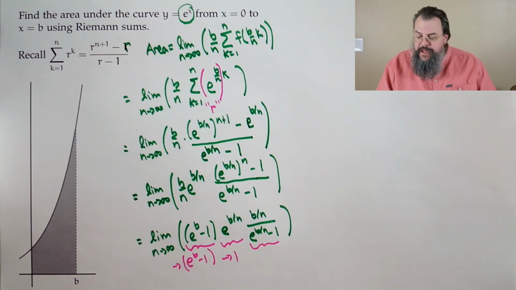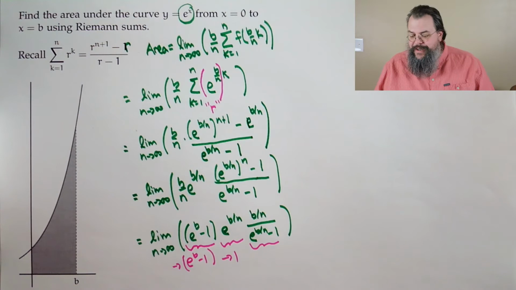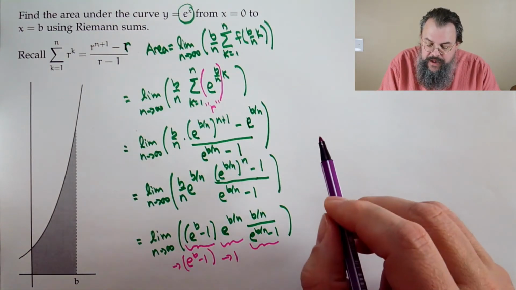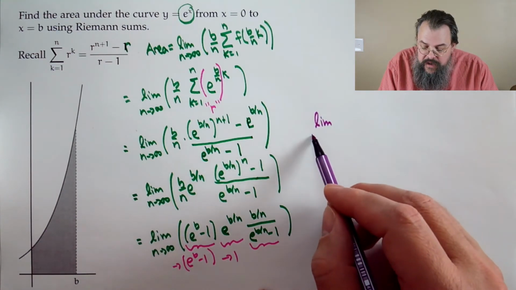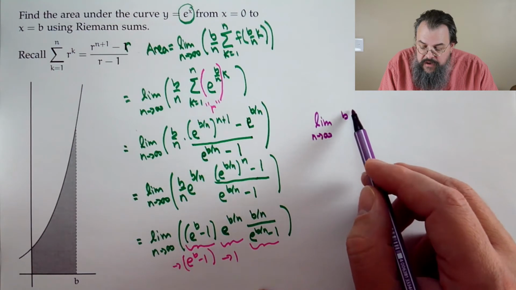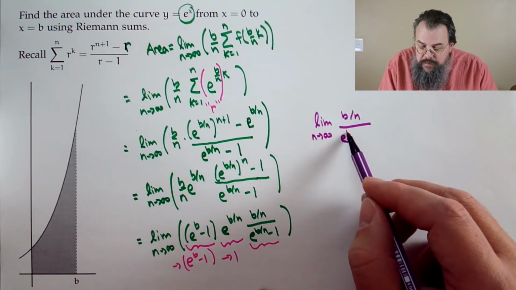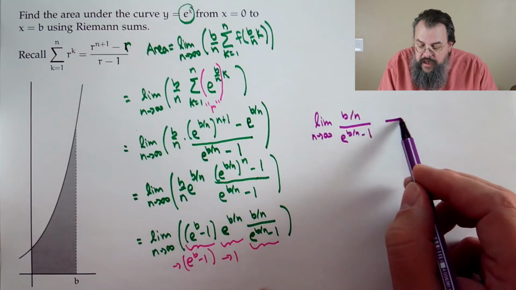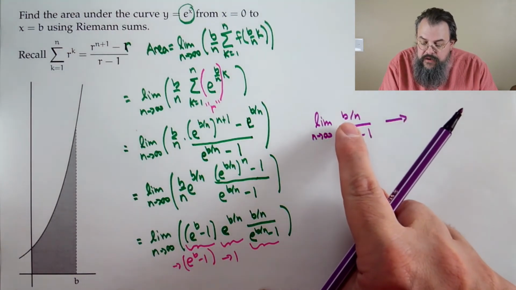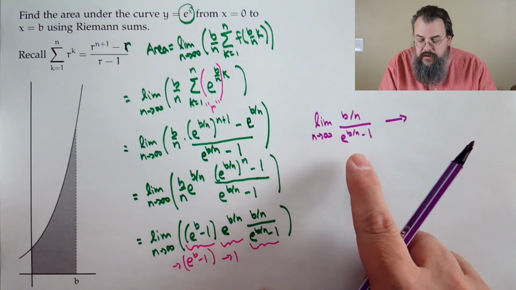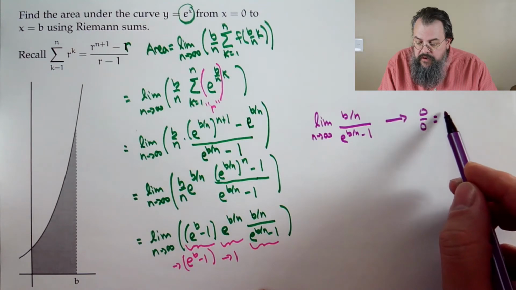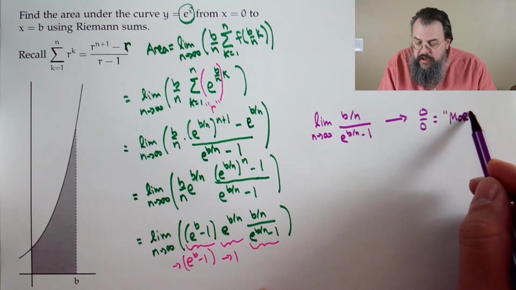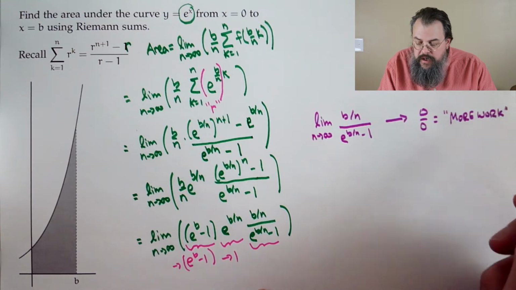Okay, so time to play. What's that limit? Well, actually, that's not a game, but we can imagine. Okay, what is that limit? So let's do some work here. So we're interested in the limit as n goes to infinity of b over n divided by e to the b over n minus 1. And we can see we're going to go to b over a big number, 0. E to the 0 minus 1 is going to 0 over 0, which means, of course, more work.